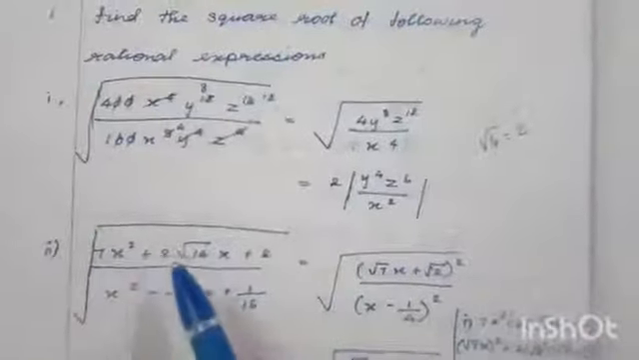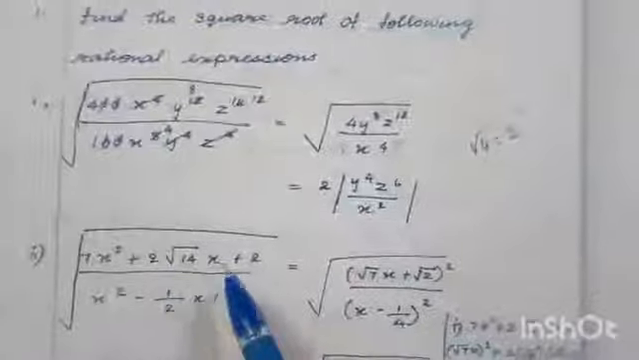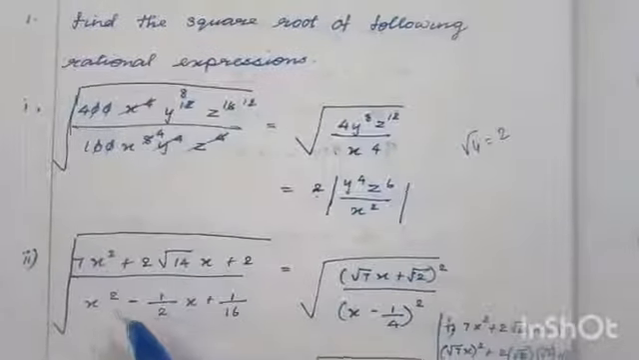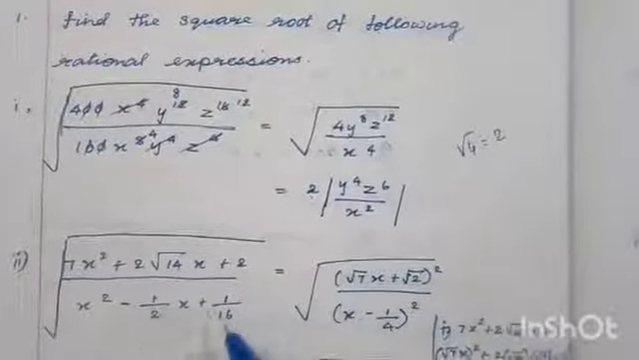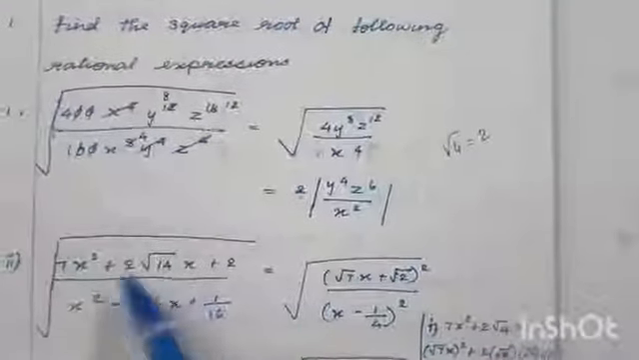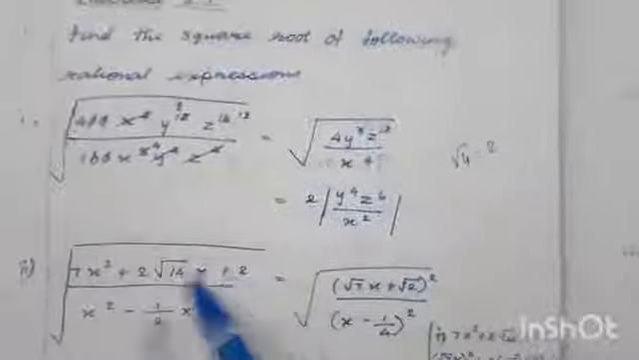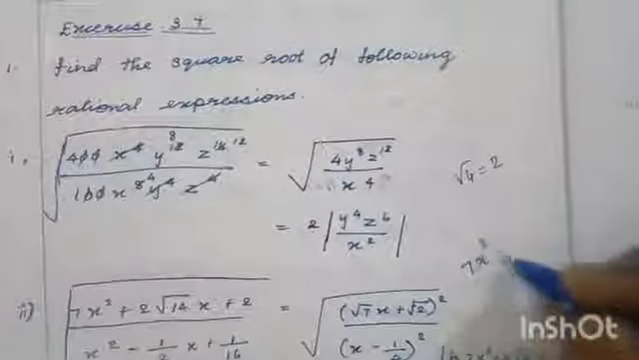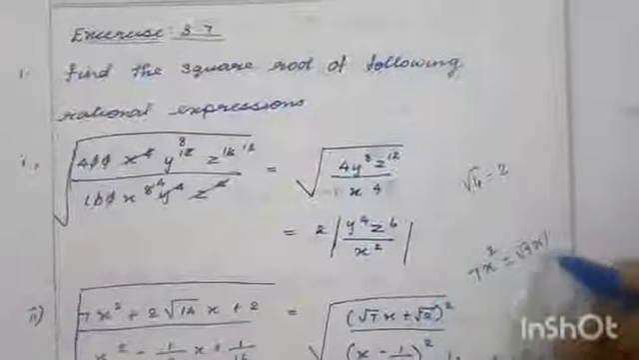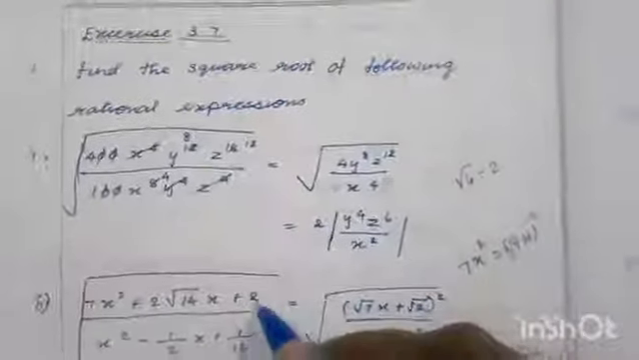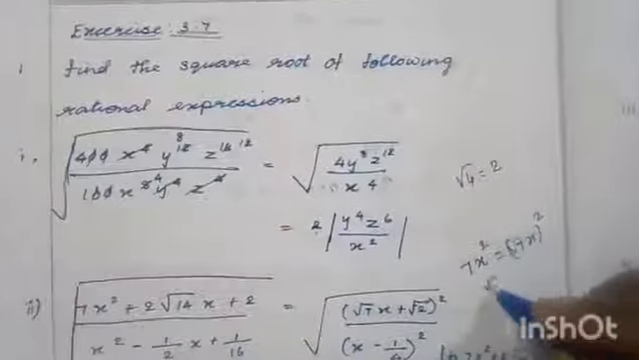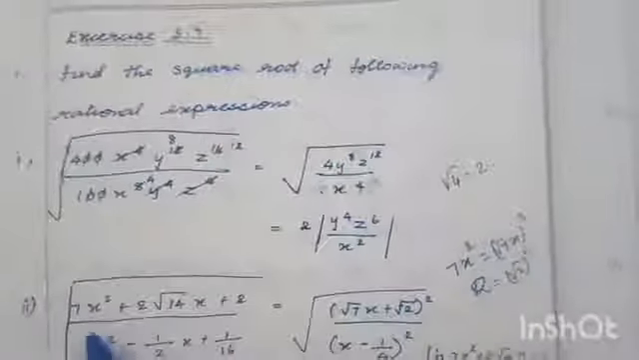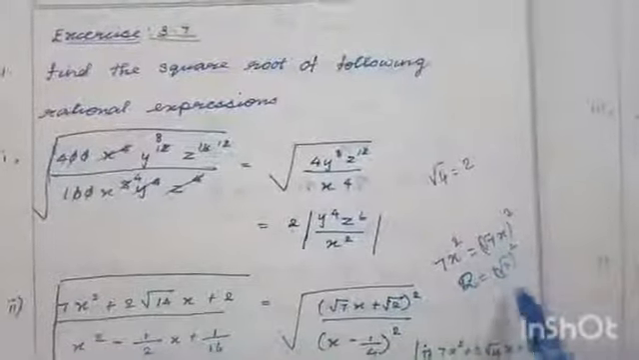Second question: 7x square plus 2 root 14x plus 2, divided by x square minus 1 by 2x plus 1 by 16. It is in the form a plus b whole square. For this, 7x square is written as root 7x whole square, and for this, 2 is written as root 2 whole square. So it is a square, b square.